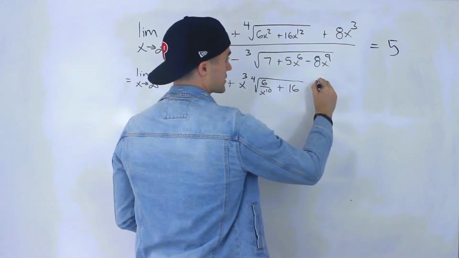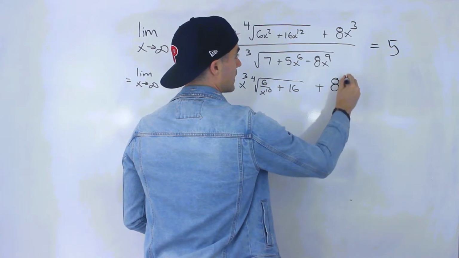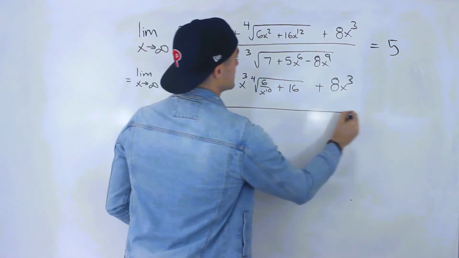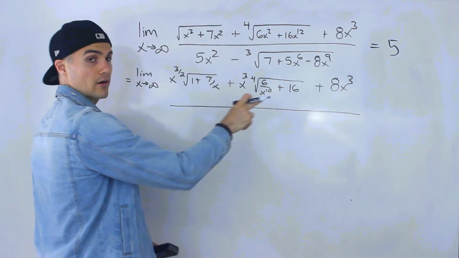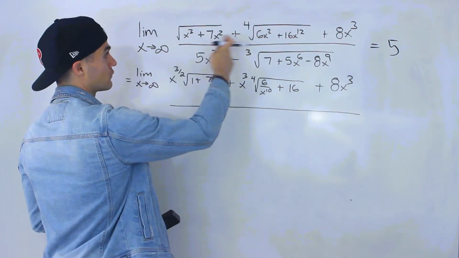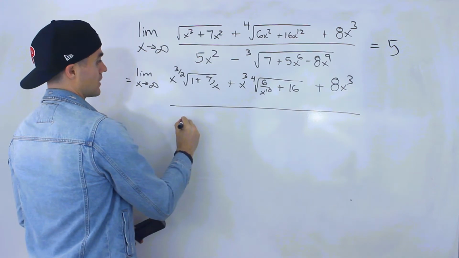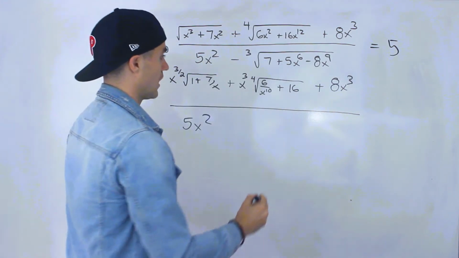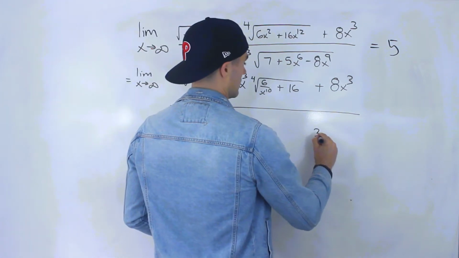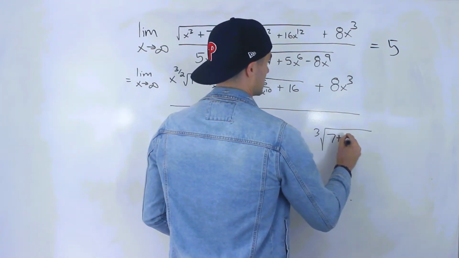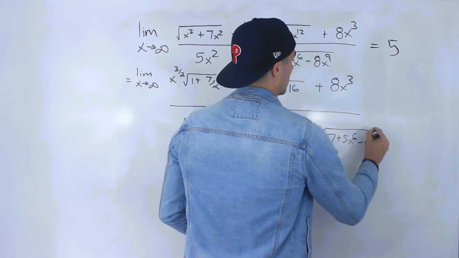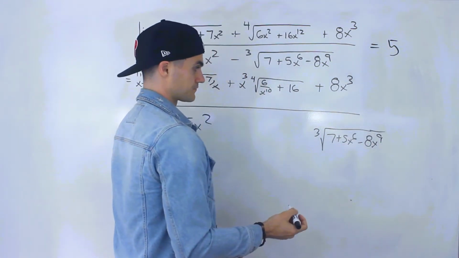Then this 8x cubed, we don't have to do anything with that, which is nice, so we just leave that. So that is our new numerator, where we converted these. The 5x squared, we don't have to do anything with that. And then this third root of 7 plus 5x to the 6 minus 8x to the 9, this we're going to have to convert.